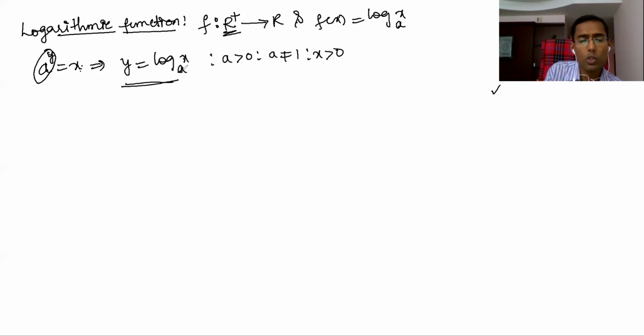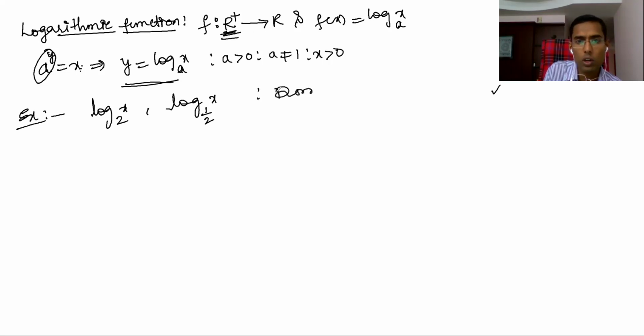And I explained very clearly what these properties are. But here I am going to give some examples of logarithmic functions: log x to the base 2, log x to the base 3, or log x to the base 1 by 2, something like this. What is the domain of these logarithmic functions? The domain is R plus, that is 0 to infinity. It is not defined for 0 also, so 0 is excluded. What is the range? The range is all real numbers.